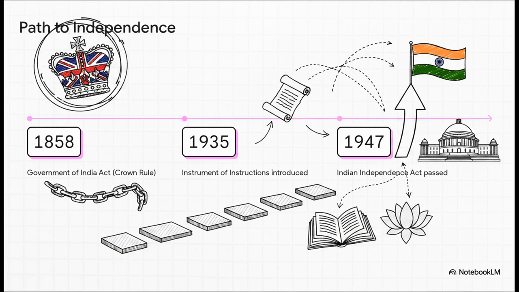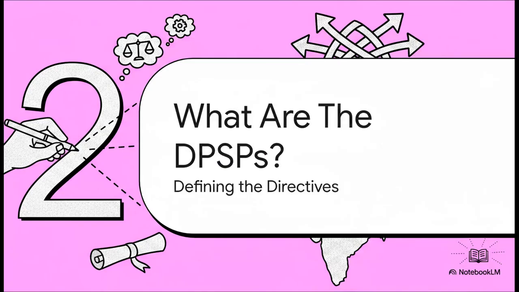The framers of the new Constitution looked back at that old 1935 Instrument of Instructions and realized, wait a minute, an independent, sovereign nation needs its own, way more ambitious set of instructions. Moving right along to Section 2, what exactly are the DPSPs?